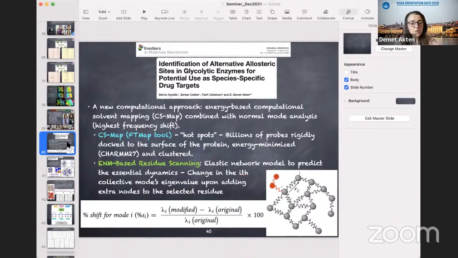And in addition to that, there are many alternative tools out there which rely both on energy minimization and also on network normal mode analysis. I highly recommend using alternative options as well.